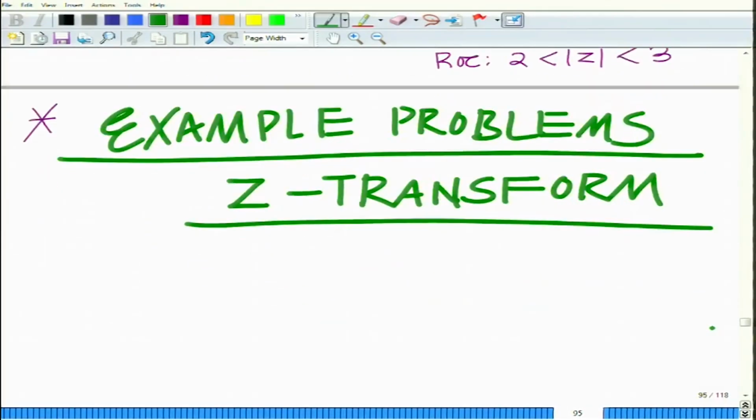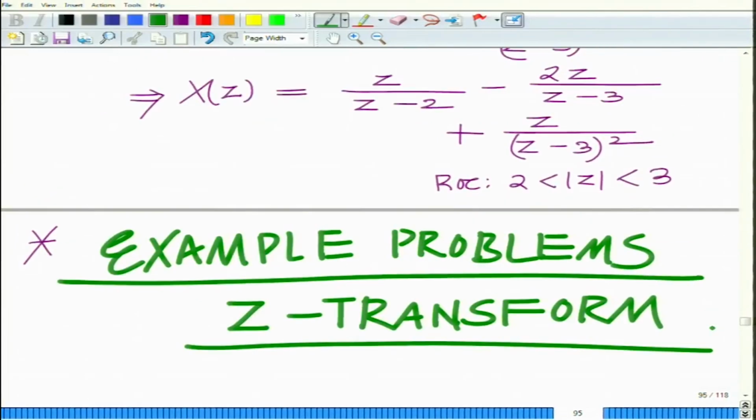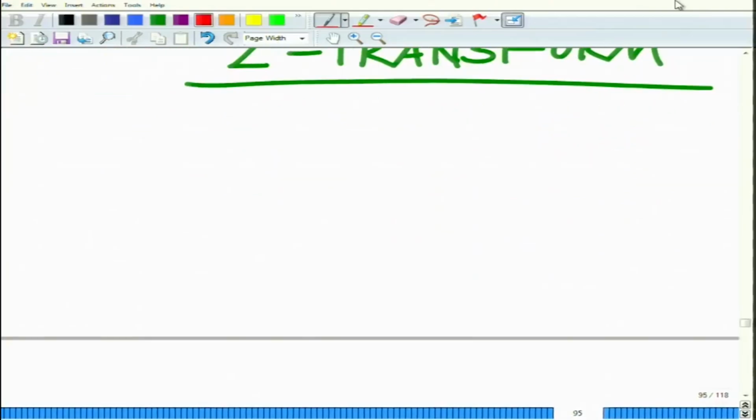From our previous discussion, what we have seen is that we are evaluating the inverse Z transform, and we have seen that X(z) is basically given by this expression, that is z over z minus 2, minus 2z over z minus 3, plus z over (z minus 3) square. So, let me just write it down.